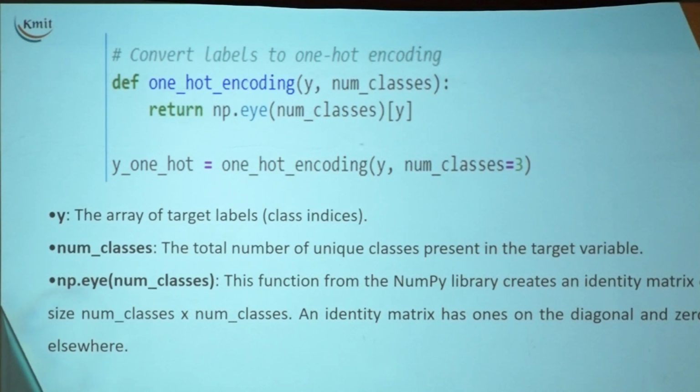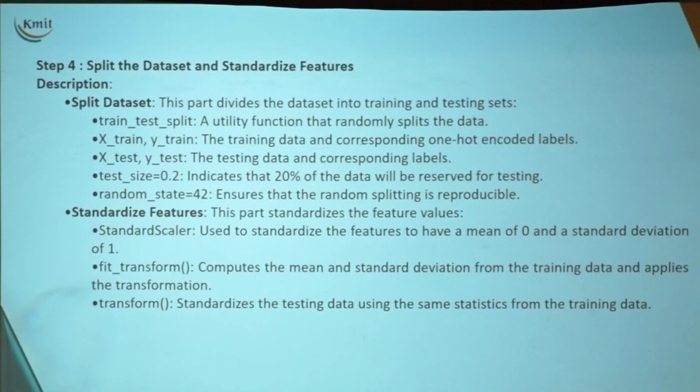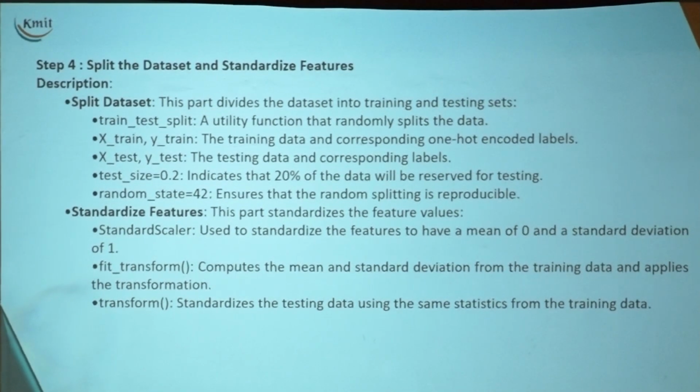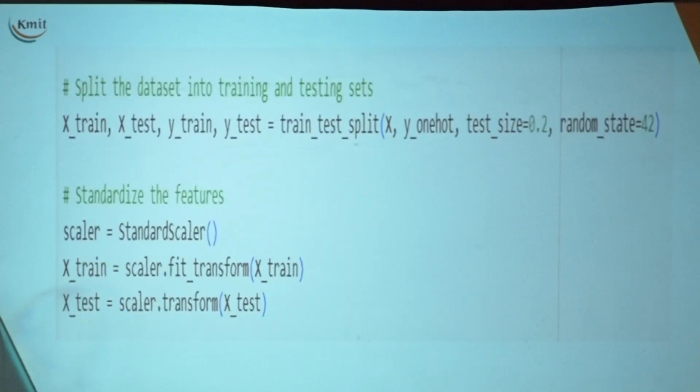Finished? Did you all finish performing one-hot encoding? What is step 3 now? Split the data set and perform standardization. Please do that. You know how to standardize the data, right? Split the data set into train and test, 80% training data and 20% test data, and then standardize the features. Once you are done with one-hot encoding, perform standardizing the features. Okay?